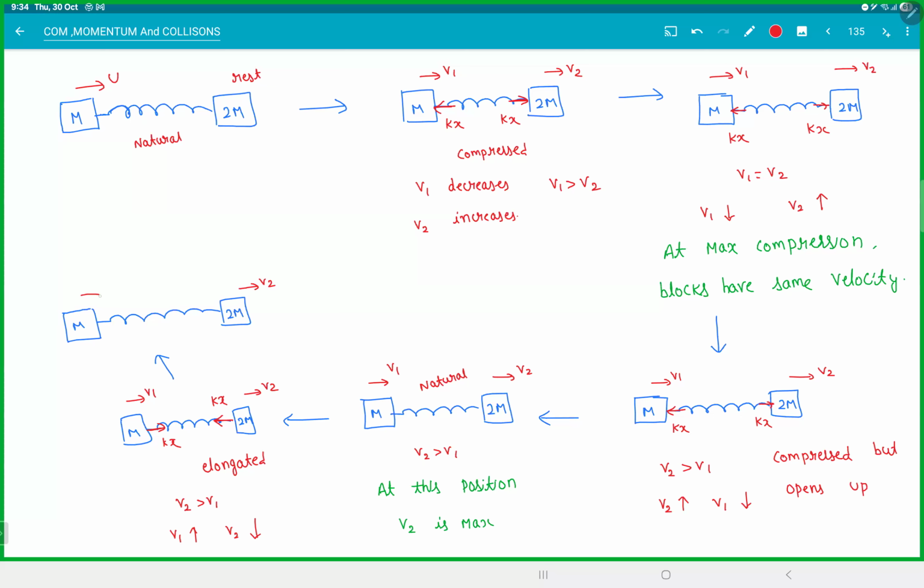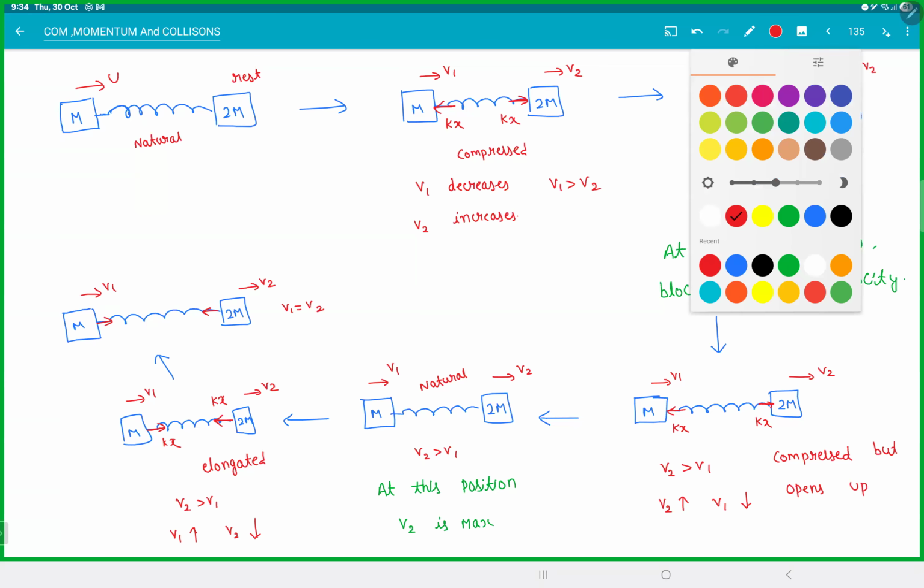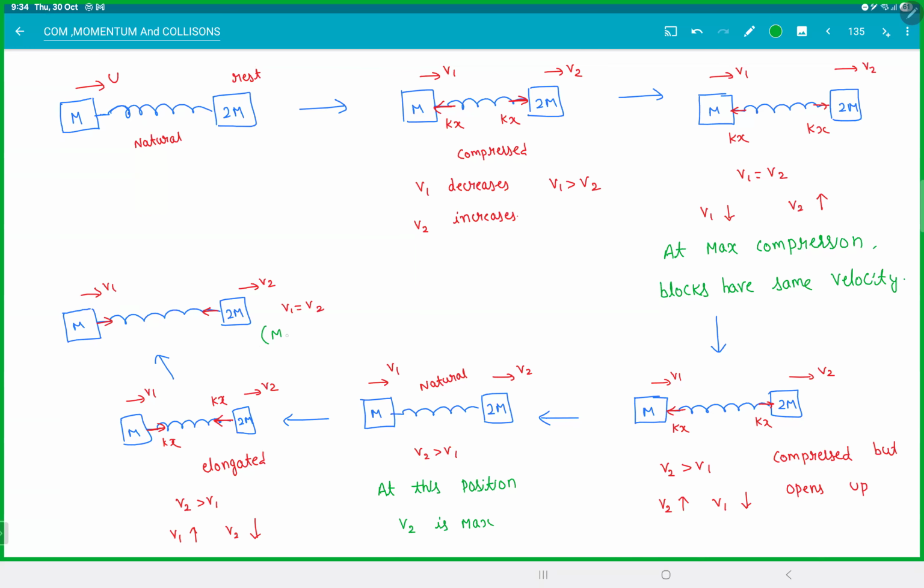This will be V2. This will be V1. At this point, V1 becomes equal to V2. The springs are again pulling back. In this position, again, you get maximum elongation. So maximum compression, maximum elongation, the speeds will be the same.